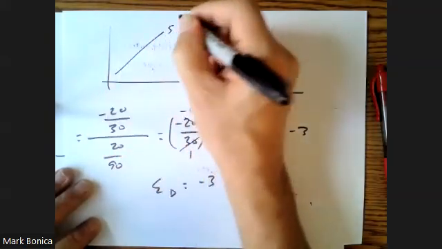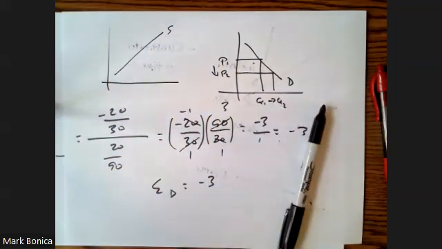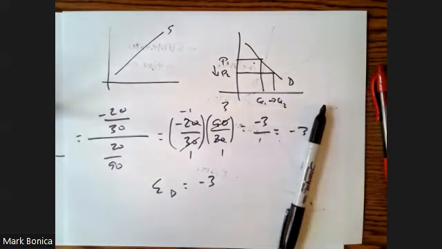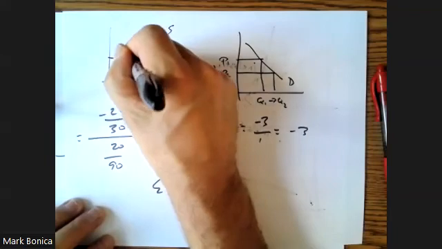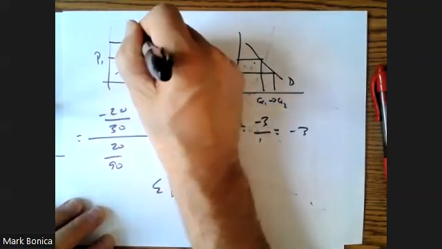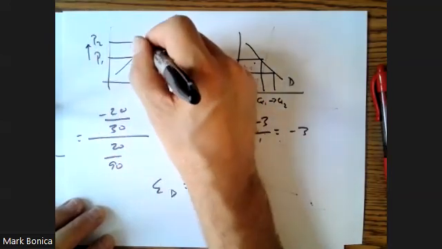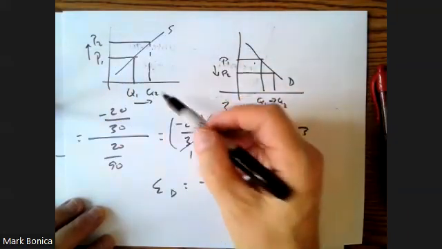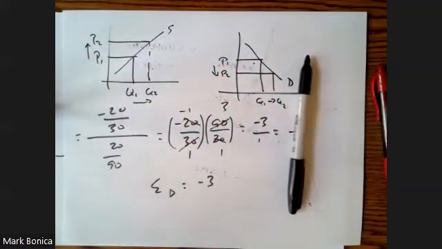The opposite is true of supply. The elasticity of supply is always positive, and you calculate the elasticity of supply exactly the same way: percent change in quantity for a percent change in price. So in this case, if we go from P1 to P2 and it's an increase, we go from Q1 to Q2, right? So when P goes up, Q goes up. When P goes down, Q goes down. So there you have a positive elasticity.